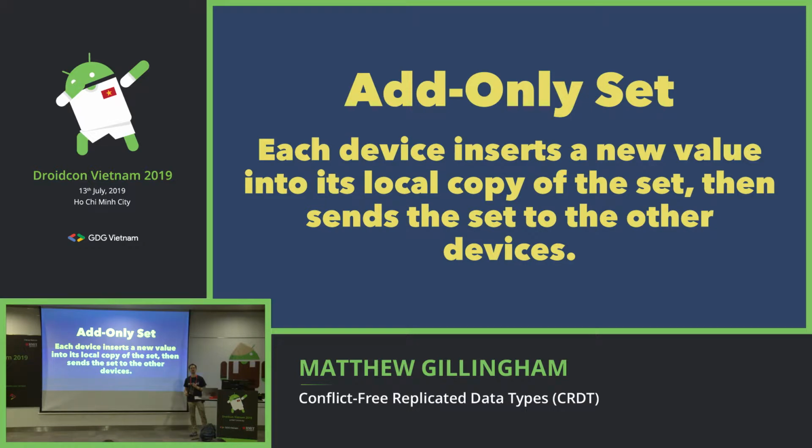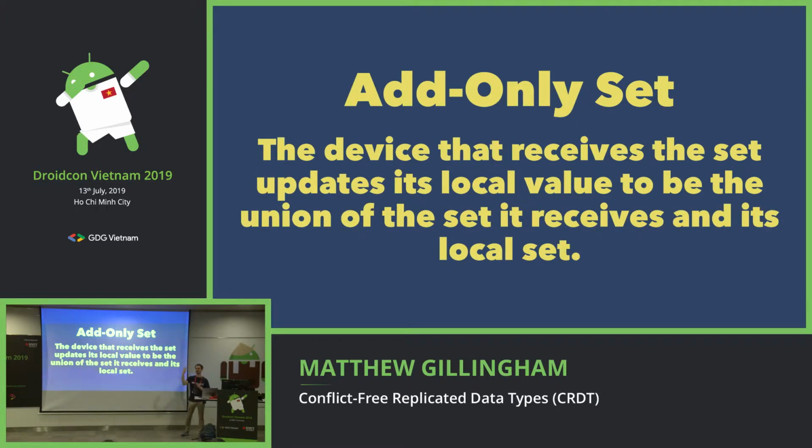So basically, the way that this one works is each device starts out with an empty set. Then whenever it inserts a value, it puts it in its own set, and then it sends its set to the other devices. And then when the device receives it, it sets its own local copy of the set to the union of the set that it currently holds and the one that it's received.